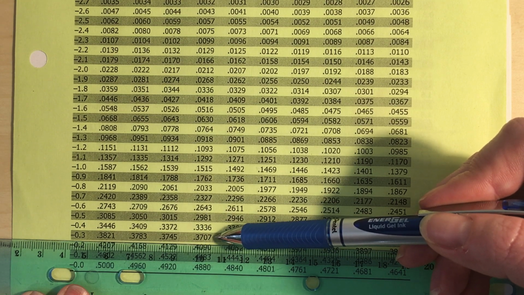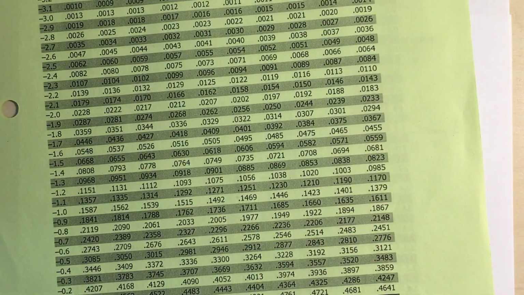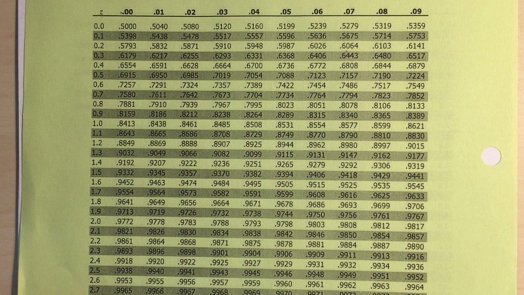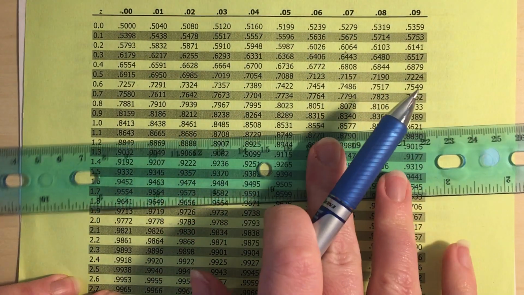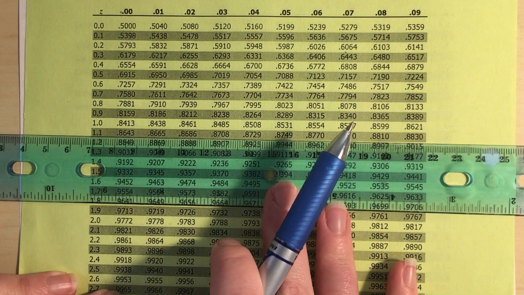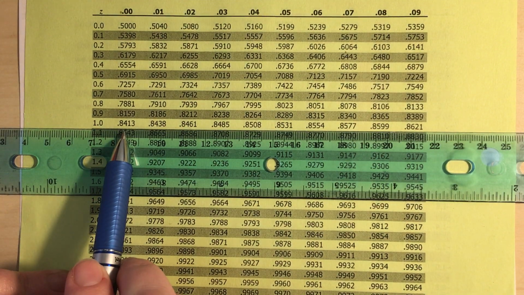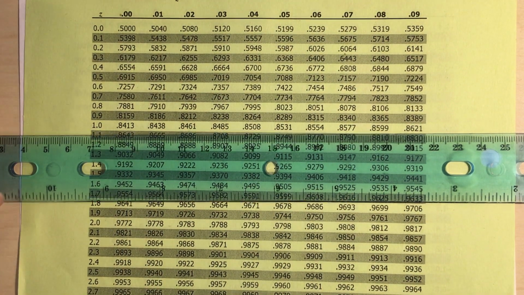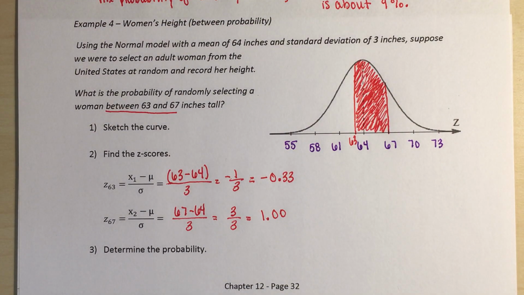So 0.3707. Right, our other z-score, we're going to flip over to the positive side of the table, and we have 1.00. 1.00 corresponds to an area of 0.8413. Right, so now I'm going to go back to my problem and I'm going to write those two numbers down.